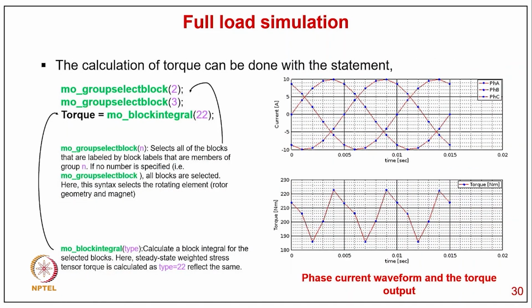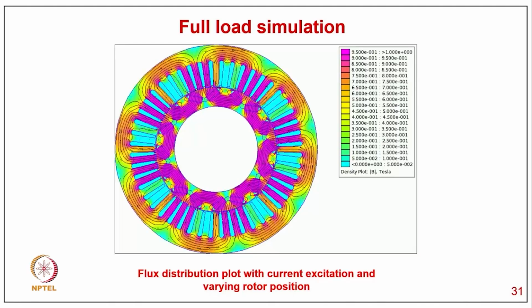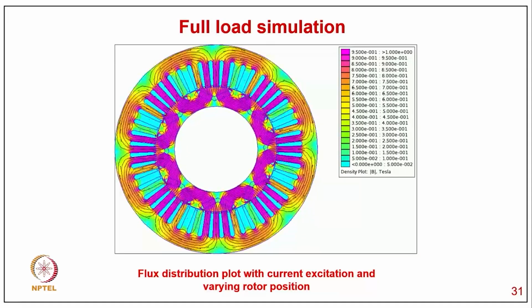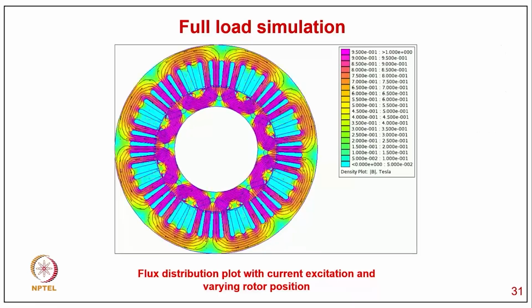So calculation of torque can be done with the statement mi_group select block 2, mi_group select 3, and torque equal to mi_blockintegral 22. And here you can see the phase current and the torque plot from the simulation. Now this is the flux distribution plot with the current excitation and varying rotor position.